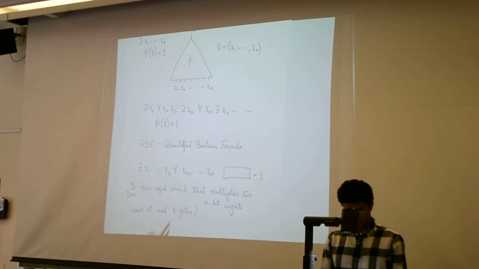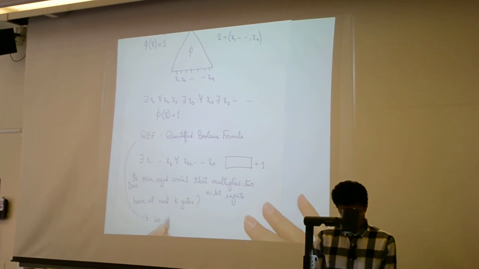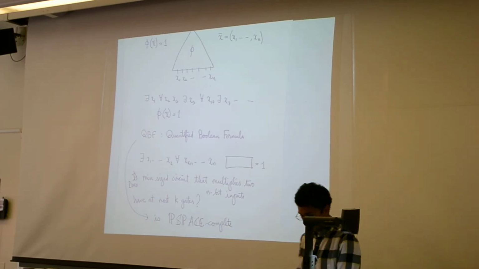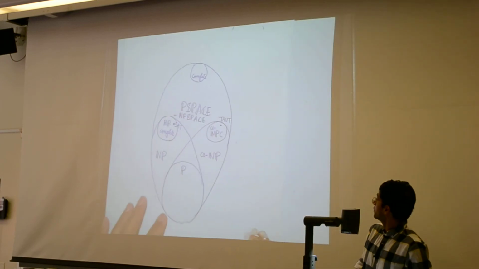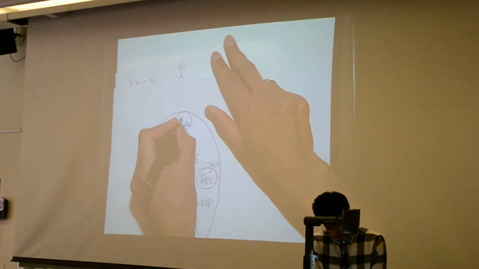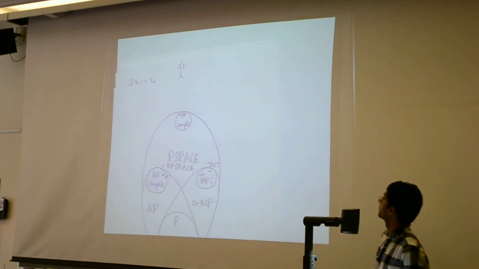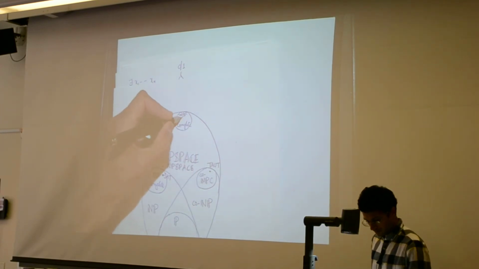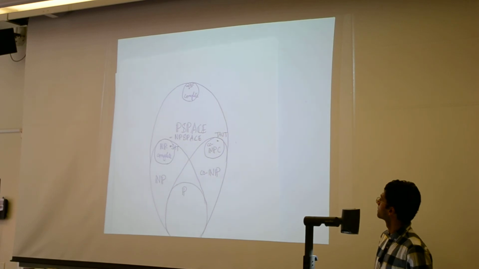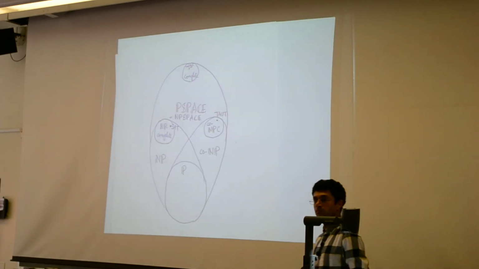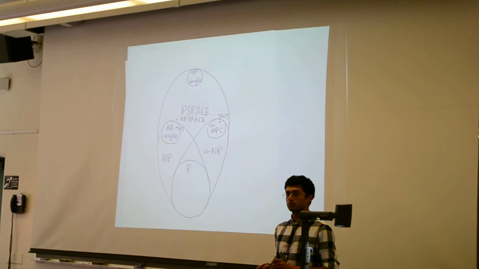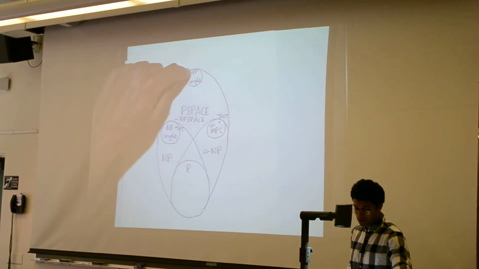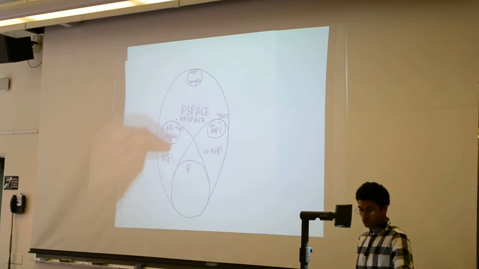So QBF is P space complete. And so in our picture over here, you have QBF. Yeah? Do we know if it's in NP or not, or we only know it's in P space? We only know it's in P space. If QBF was in NP, then NP would become equal to P space.